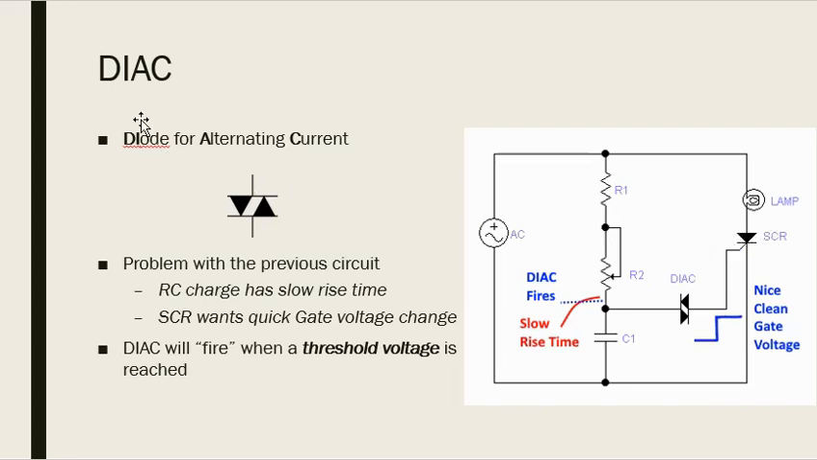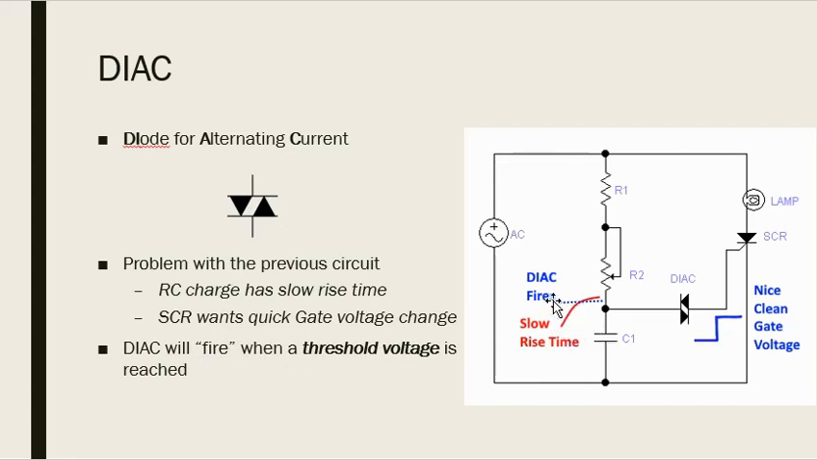So what we can use is what's called a DIAC. It's a diode for alternating current. This is the symbol. It looks like two back-to-back diodes together. The DIAC will fire when a threshold voltage is reached. So here we have our capacitor charging. It's got the slow rise time, which we don't like.